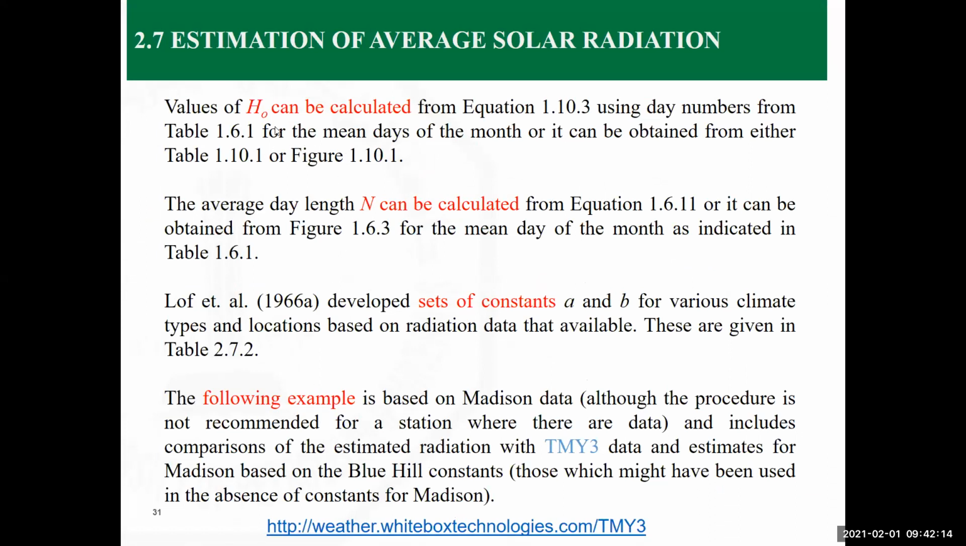The values of H naught can be calculated from an equation that we have taken in chapter 1, equation 1.10.3, using the day number, knowing which day of the year we are in. And we have a table that also provides these numbers. For example, for July 1, instead of counting January is 31, February is 28, March is 31, and so on through June is 30, counting all together to reach July 1, this table can give you the values at the beginning of every month. We have seen this table in our first presentation.